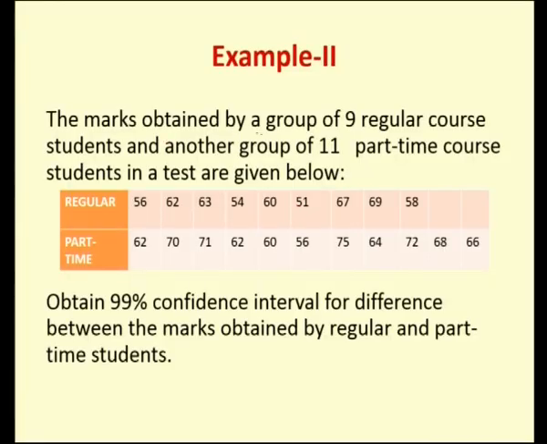Here the marks obtained by a group of 9 regular course students and another group of 11 part-time course students in a test are given below. So regular students and part-time students are given. You have to obtain a 95% confidence interval for the difference between the marks obtained by regular and part-time students. Here you have to remember that the sample size is small, and two sets of raw data are given to you. You need to find out your variance.